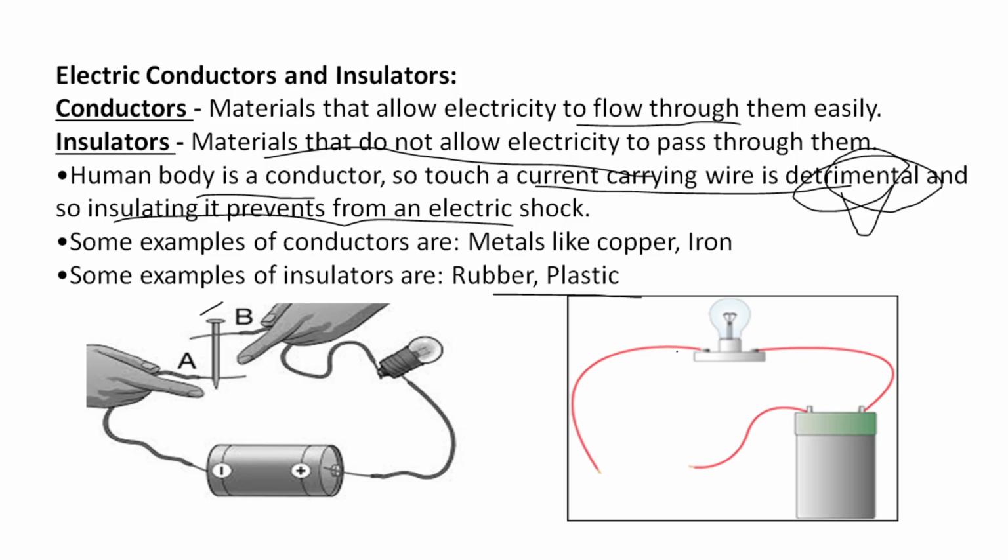If in this setup I keep a rubber or plastic, if I attach these two wires with rubber or plastic, this bulb will not glow. Why? Because rubber or plastic is an insulator, so electricity will not flow through this insulator.